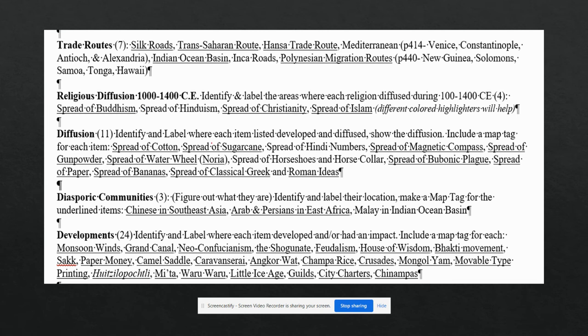All right, identify and label where each item listed developed and diffused. Okay, so this is a big one because this is a big deal. So what symbol could you use for cotton? Maybe a cloud, hint, hint, nudge, nudge. Okay, and then sugarcane, that's a big one. All these are great ones to know because these are things that are definitely going to show up on some sort of test. Okay, the plague, where it started, where it spread to, spread of paper, spread of bananas.